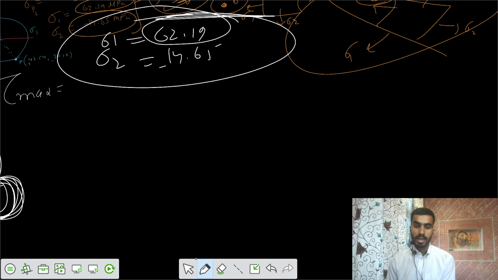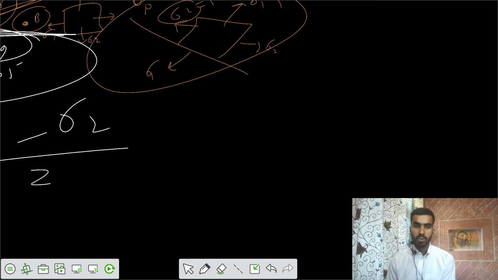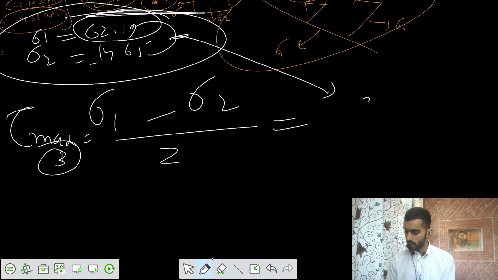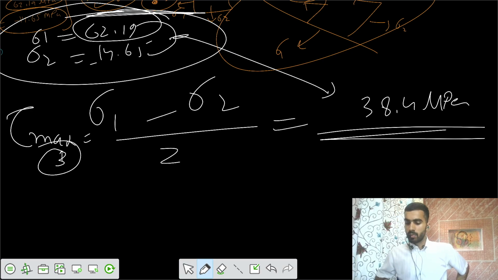So if I write that tau max, we know that tau max equals sigma 1 minus sigma 2 divided by 2. That's sigma max at point B. Sigma 1 minus sigma 2 divided by 2. And I can calculate that also. Based on these 2 values, I could get a value of tau max equals 38.4 megapascal. So let's take one more.